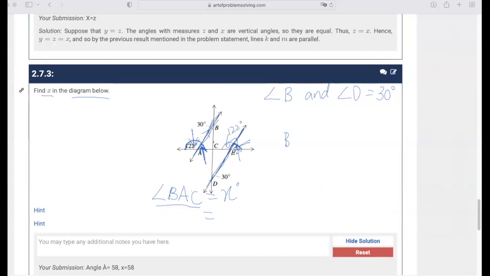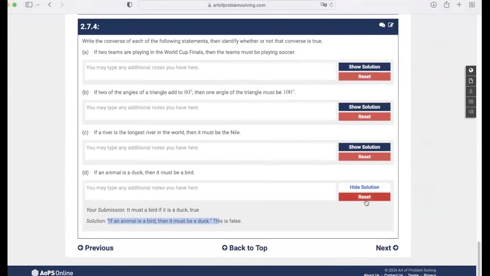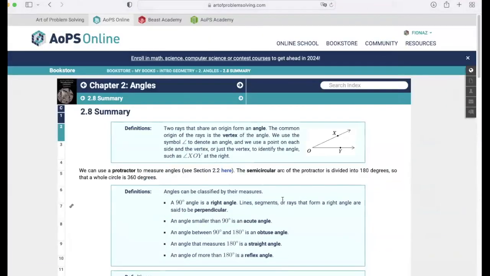122 and X are supplementary. So X is 58 degrees. Yep, you basically do 180 minus 122, right? Because you can move this here, so you know that this is 58. All right, so this is like this. Okay, we can go to the next one.